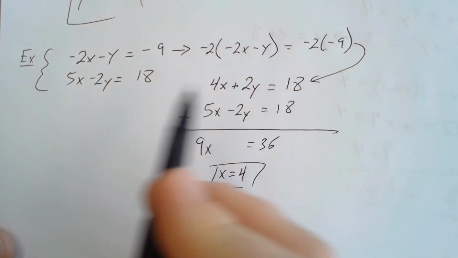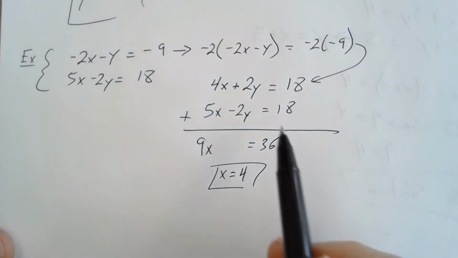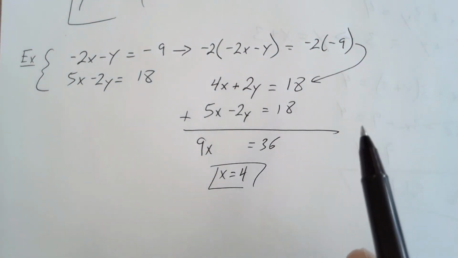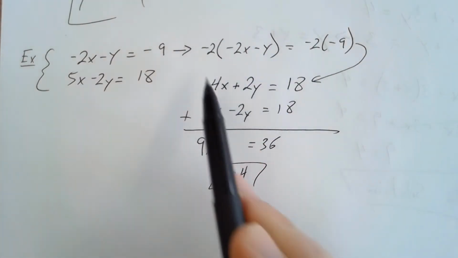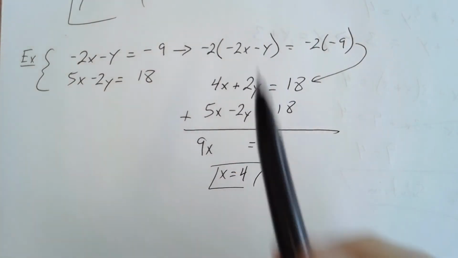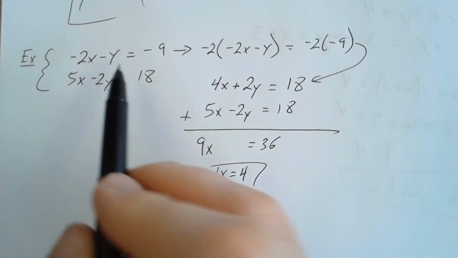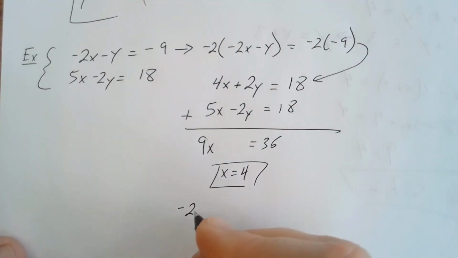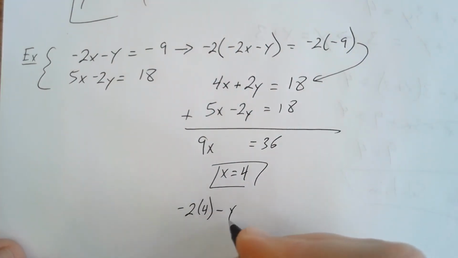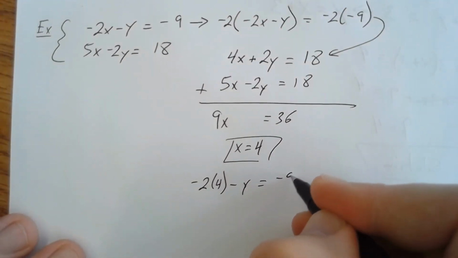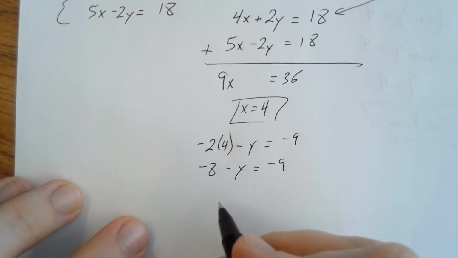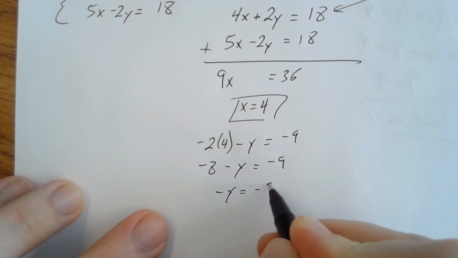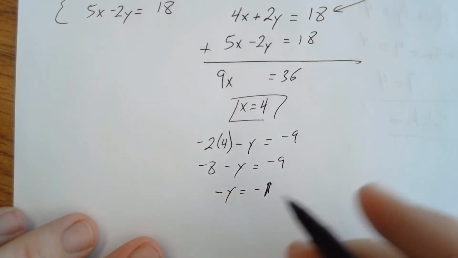So I'm going to take this back into the original first equation. You could technically plug it into the new one if you trust that you did all the math right, but on the off chance that you didn't, this is probably where the mistake would occur, somewhere in here. So I'm going to plug it back into the original untouched equation. It gives me negative 2 times 4 minus y equals negative 9. That gives me negative 8 minus y equals negative 9. I'm going to add 8 to both sides and get negative y equals negative 1. In doing so, that means y equals 1.